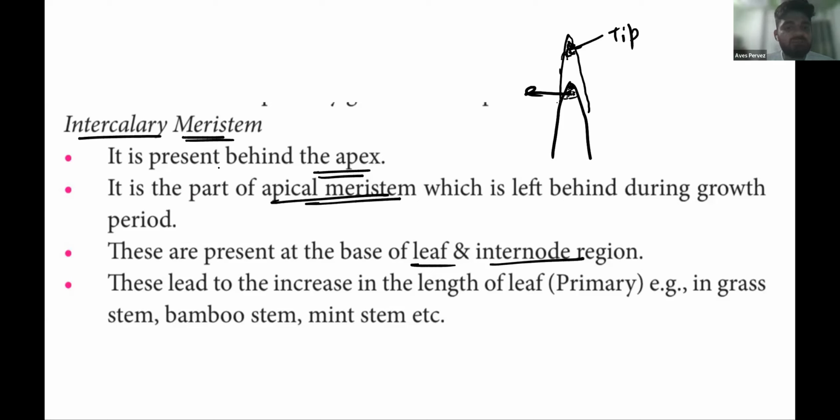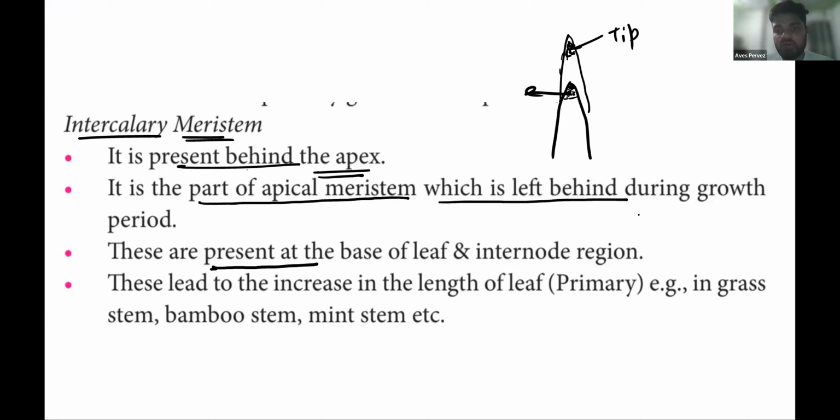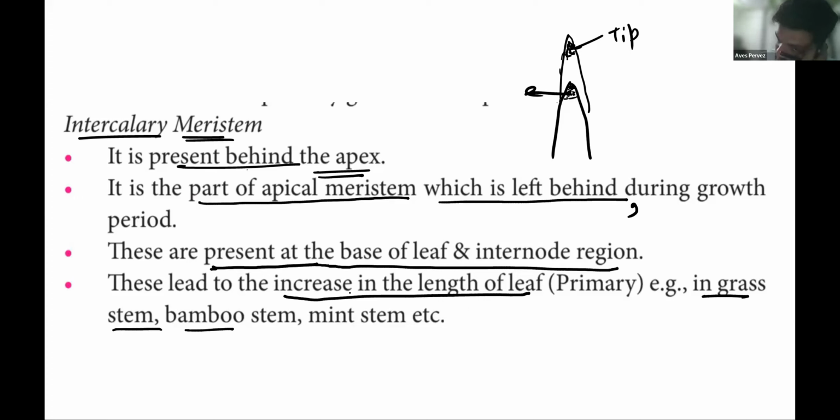So write down the second one: it is present behind the apex. Write down only what I'm underlining, don't write the whole sentence. Try to make it short. It is a part of apical meristematic tissue which is left behind. Then, continue with this line: present at the base of leaves, nodes and internode regions. Note it down. And then write functions: increases the length of leaf in grass, stems, bamboo. Note it down, only write what I have underlined.